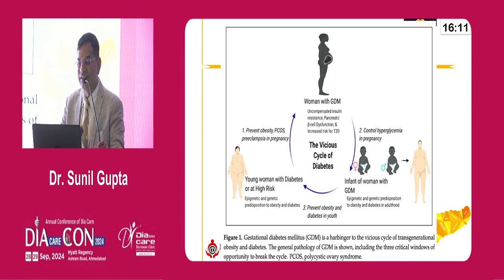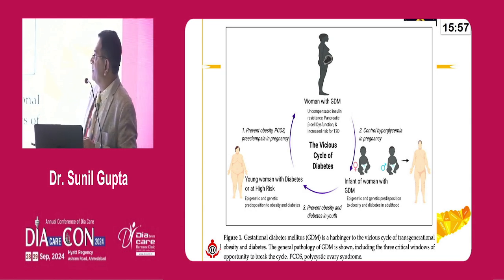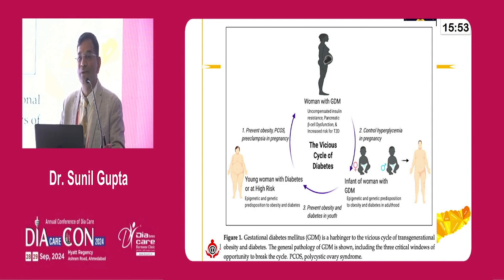You have a woman with GDM who is likely to deliver either a male or a female baby. If it is a female baby or a male, both of them are likely to become obese. When in their adult life, if she's a woman, then she will again deliver a baby who's going to be a little obese. And this transgenerational transmission of a non-communicable disease continues. And this vicious cycle has to be cut down by all of us as clinicians.